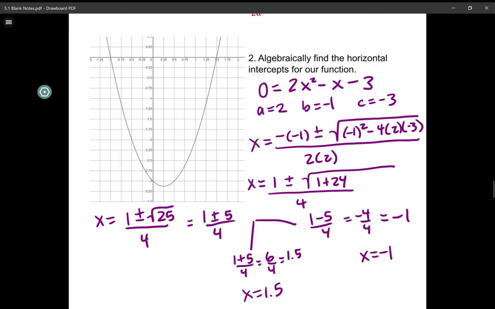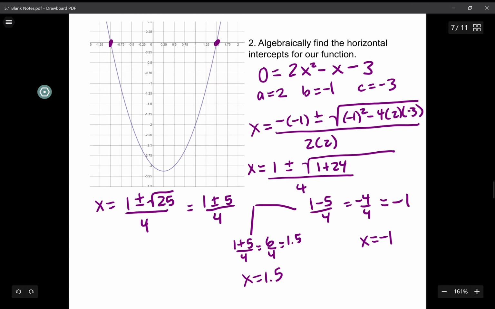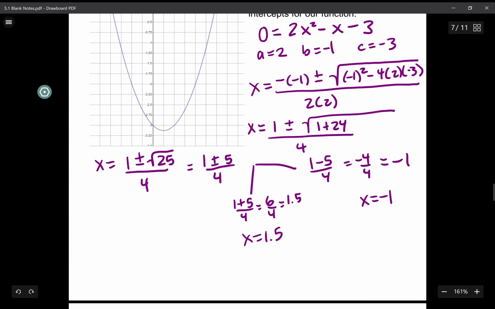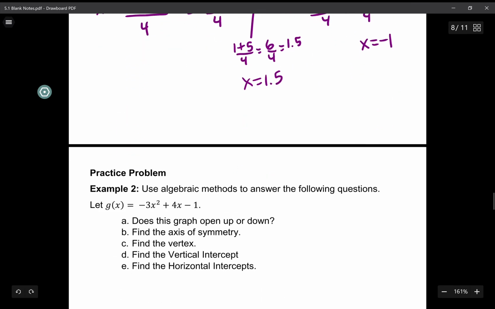And actually, this really verifies with what I see on my graph. I see x equal to 1.5 here and x equal to -1 there. So that works great. All right. So we went through and we found all these different things algebraically for a function. And now I'm going to give you guys another practice problem.